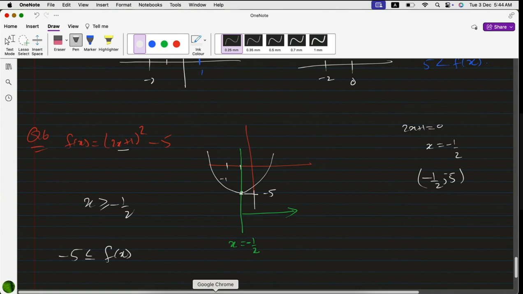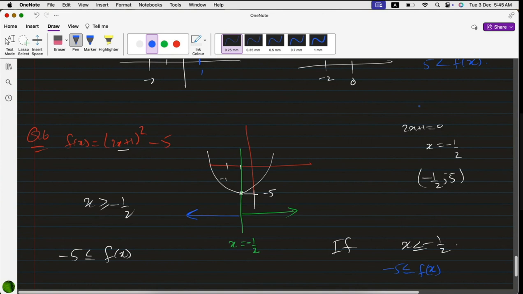What do you say? Because it's below the turning point? Yep. Okay. But if, for example, x was smaller than negative 1 over 2, that would mean that we are talking about this blue side. In that case, the lowest value of the function is minus 5. And this is the range.